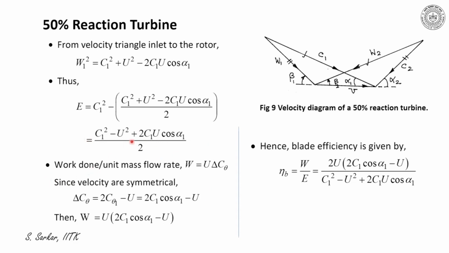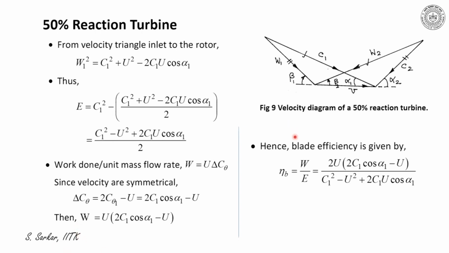Now, the work done per unit mass flow rate W can be given by U into del C theta. Since the velocity triangles are symmetrical, del C theta can be given by twice C theta 1 minus U, that is twice C1 cos alpha 1 minus U. Hence W is equal to U within bracket twice C1 cos alpha 1 minus U. So I have got the expression for E. I have got the expression for W.